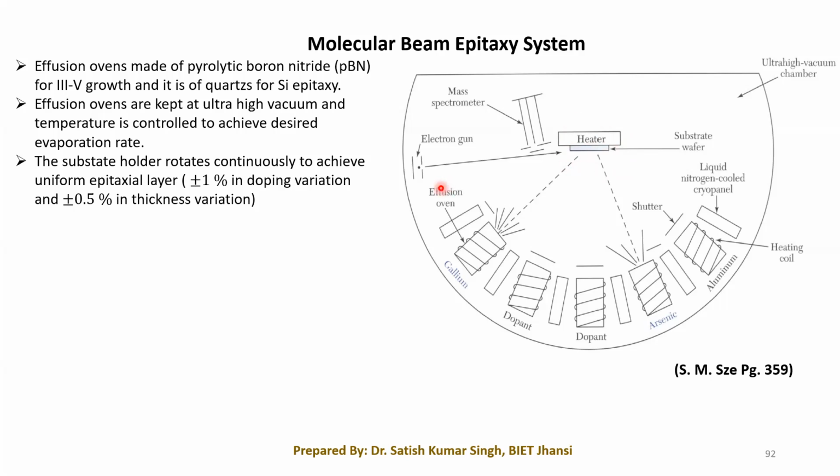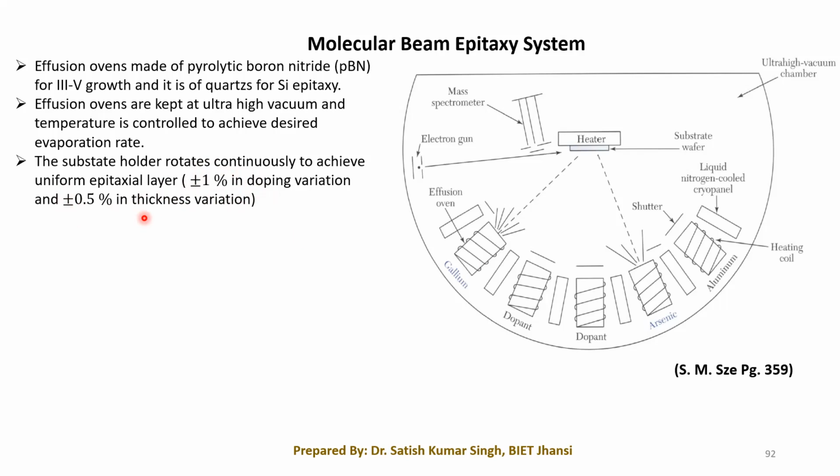So what we can have is its doping will also be uniform, and its thickness will also be uniform within this much of variation. Only plus minus 1% doping variation you may find, and plus minus 0.5% in the thickness variation you may find. Otherwise, we can get excellent control. A very uniform thickness of the layer can be achieved by this particular technique. And a very thin layer can also be grown.